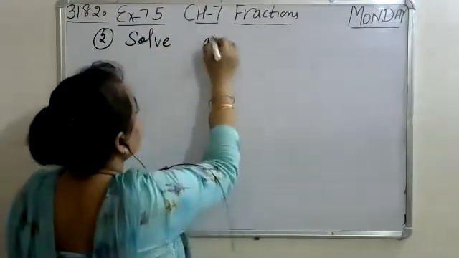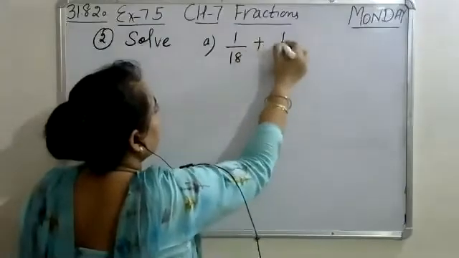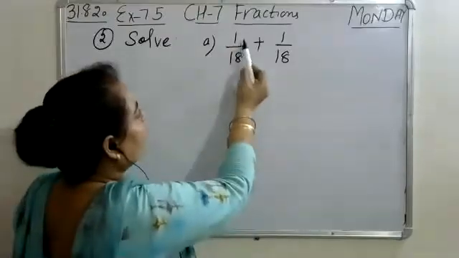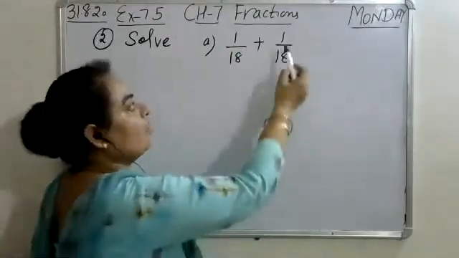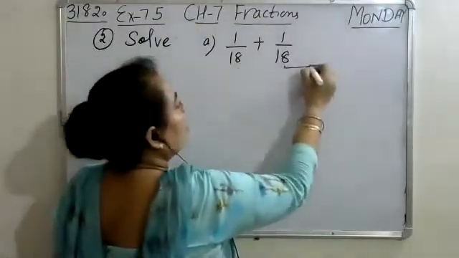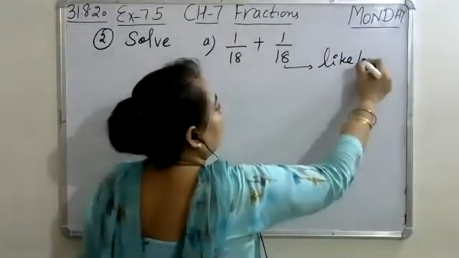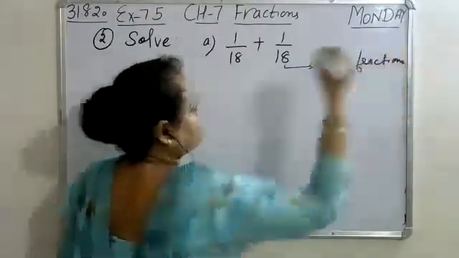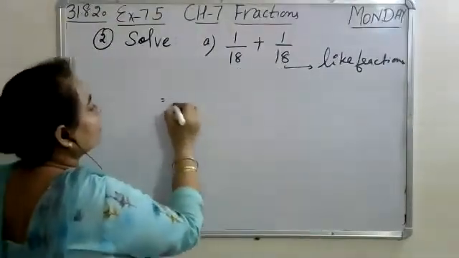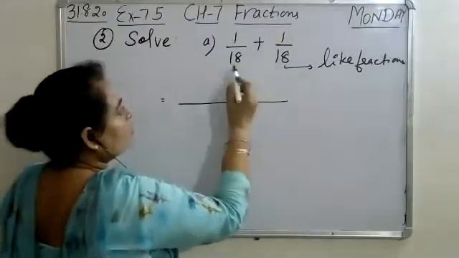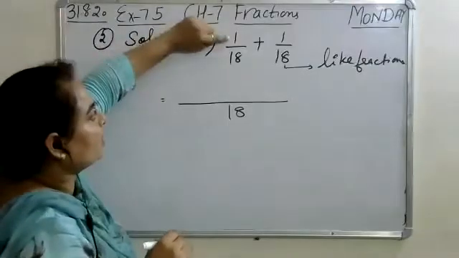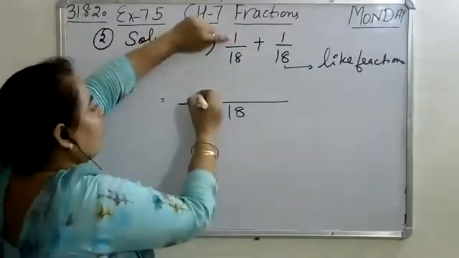A part is 1 by 18 plus 1 by 18. Now, check. The first fraction is 1 upon 18. The second fraction is 1 upon 18. So both are like fractions. If the fractions are like, then you will write the denominator here like this. So 18. In the first fraction, in the numerator, what will you observe? 1. So write 1 here.